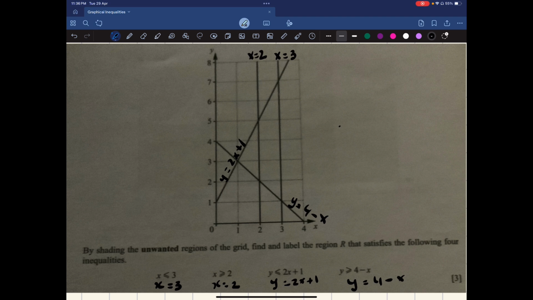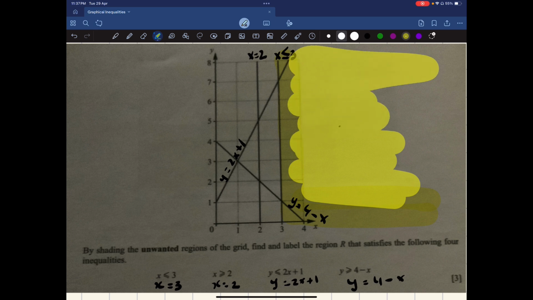So x is less than or equal to 3. What is the required region? Since it is a vertical line and the inequality is less than or equal to 3, the required region is on the left. So what are we going to do? We're going to shade the region which is on the right, the unwanted region. We're just going to shade the unwanted region.